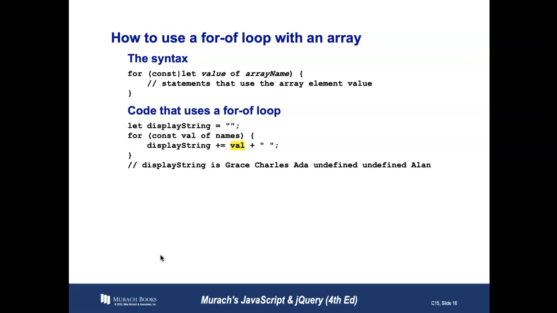So the question might arise, when would you use a for of loop and when would you use a for in loop? Well, you would use a for of loop if you wanted to go through every single value of the loop. You would use a for in loop if you wanted to ignore elements of the array that didn't have value.